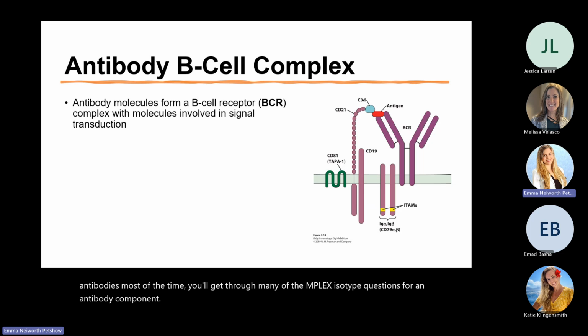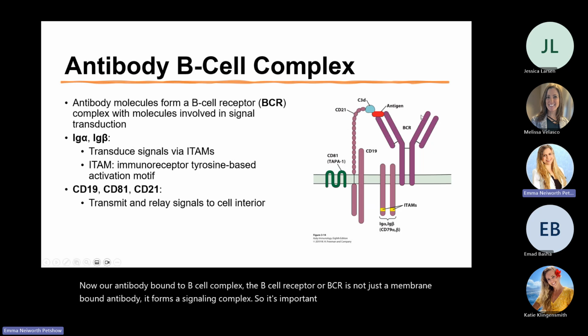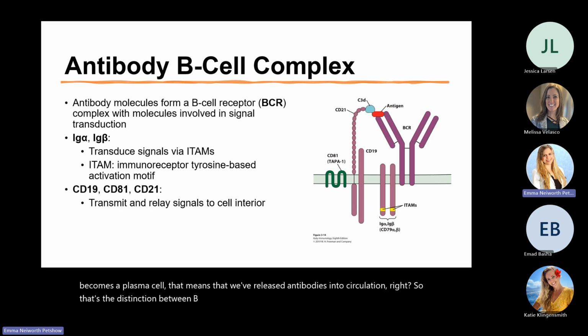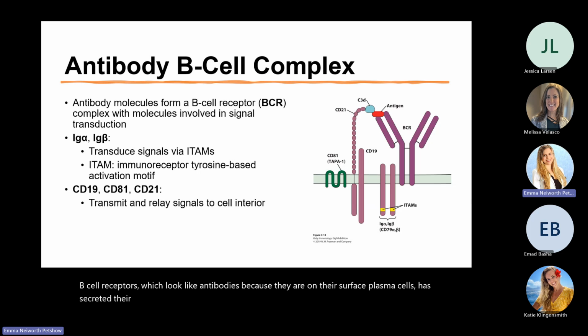Now our antibody bound to B cell complex. The B cell receptor, or BCR, is not just a membrane bound antibody. It forms a signaling complex. So it's important to note, like this here, the B cell receptor, the BCR, right now is a B cell receptor, but it is an antibody. And if this B cell becomes a plasma cell, that means that we've released antibodies into circulation, right? So it's the distinction between B cells and our plasma cells. B cells have these B cell receptors, which look like antibodies because they are on their surface. Plasma cells have secreted their antibodies into circulation, but they come from B cells.